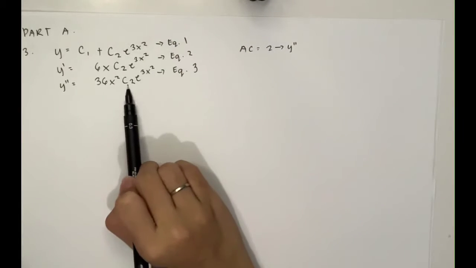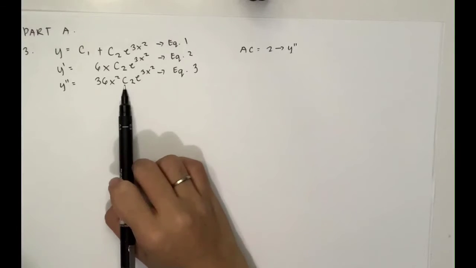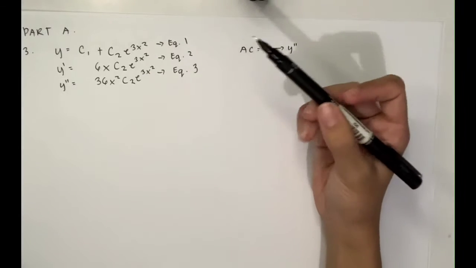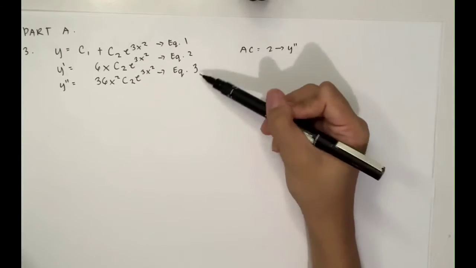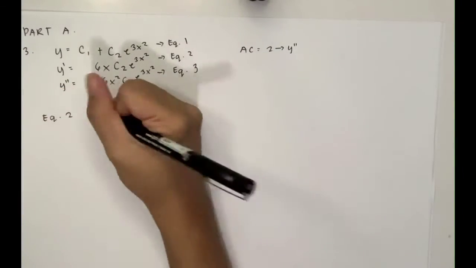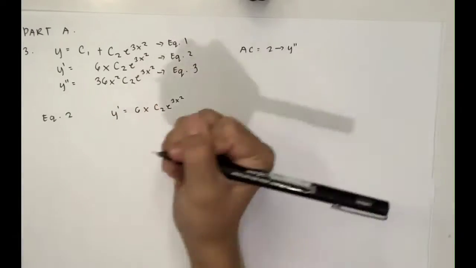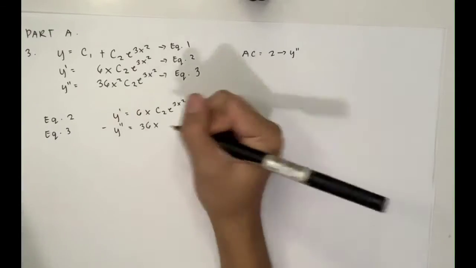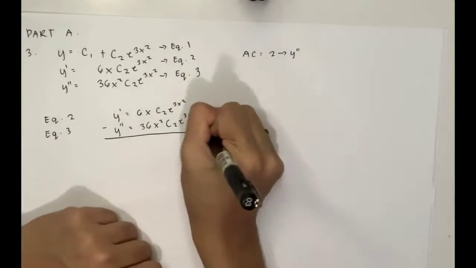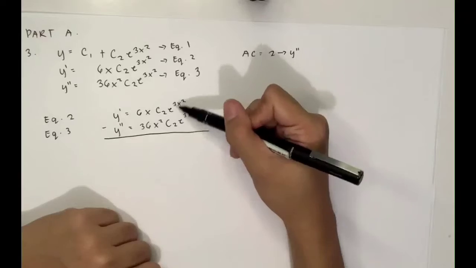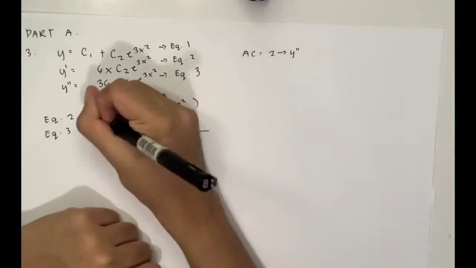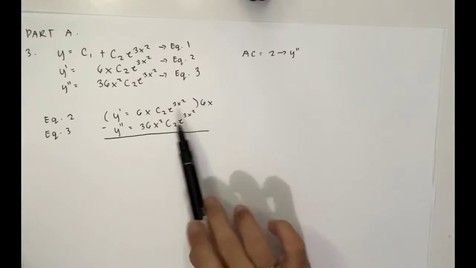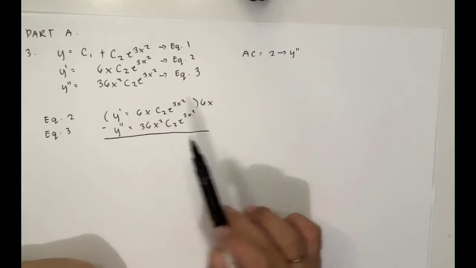So in order to eliminate this arbitrary constant here, we will use elimination method. By that, we will get the difference between equation 2 and equation 3. So, ayan, difference. So, para makancel natin tong dalawang equation, we have to multiply 6x to equation 2, para mag-equal siya sa 36x squared.